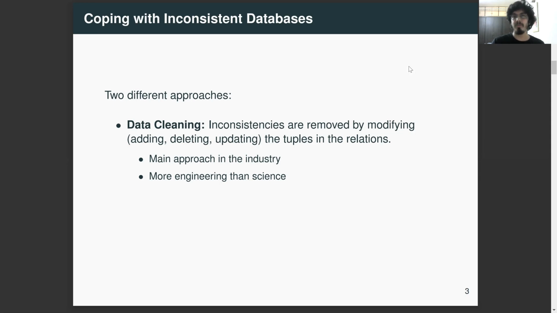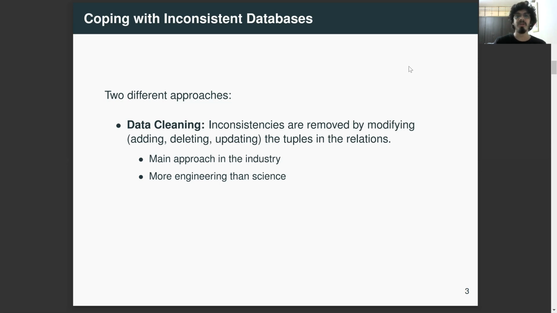It is the most common approach in the industry, and the idea is you somehow remove the inconsistencies from your data. You may add tuples to do that. You may delete some data. You may modify the values and update the data, but somehow you get rid of the inconsistencies and come up with a consistent version of your data, and then you evaluate your queries as normal, and then you get your answers to the queries.